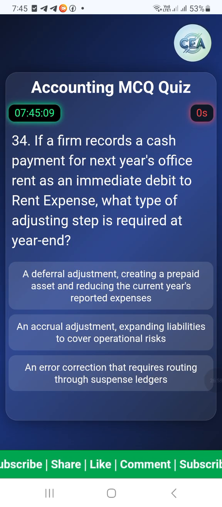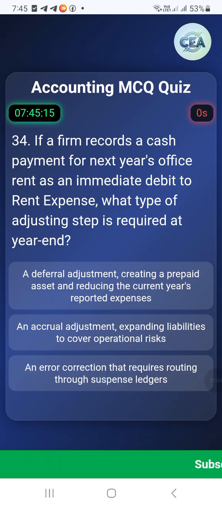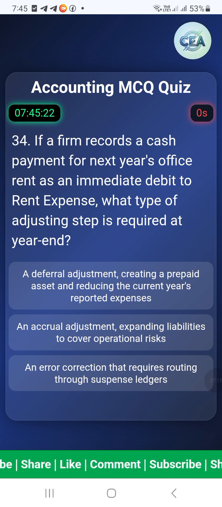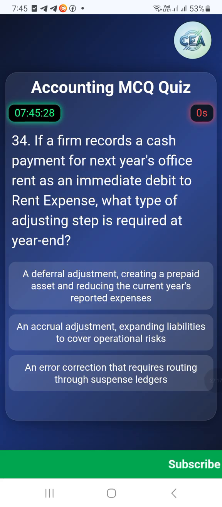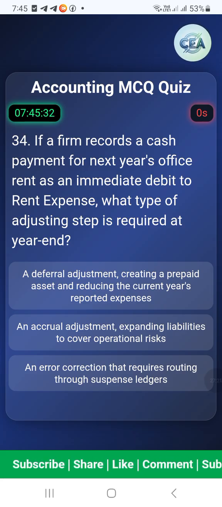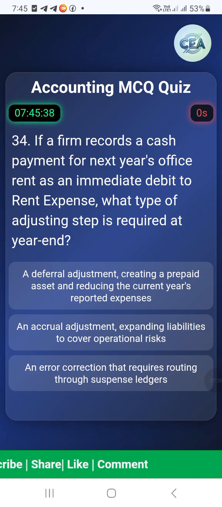34. If a firm records a cash payment for next year's office rent as an immediate debit to rent expense, what type of adjusting step is required at year-end? Option 1. A deferral adjustment, creating a prepaid asset and reducing the current year's reported expenses. Option 2. An accrual adjustment, expanding liabilities to cover operational risks. Option 3. An error correction that requires routing through suspense ledgers.